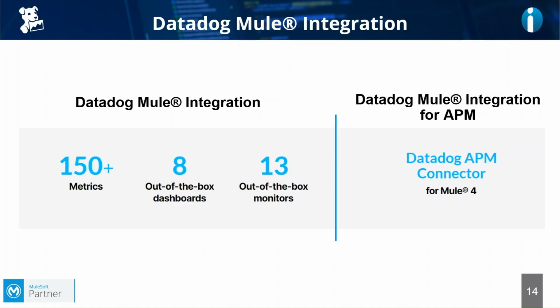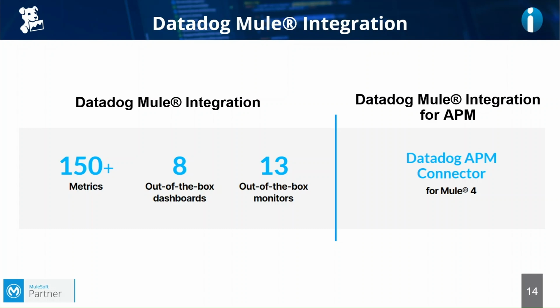In the previous section, we have just talked about DMI, the first of the two products, which monitors the Anypoint Platform infrastructure aspect. Now, let's talk about the second product, DMI for APM, which focuses on application metrics.